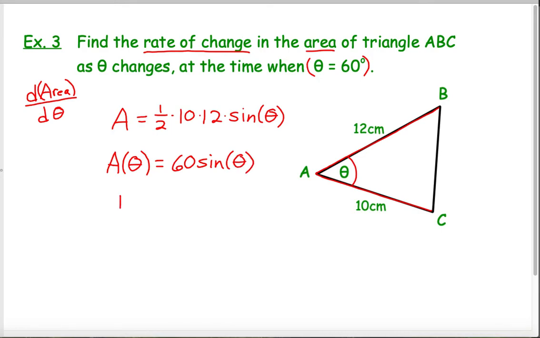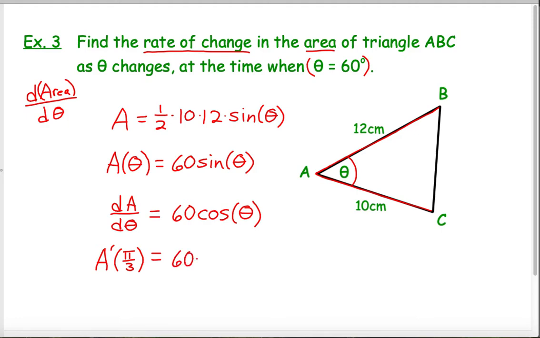So let's find the derivative. Let's find dA d theta, or A prime. And the derivative of sine is cosine. So we get 60 cosine. And now we're going to evaluate that when theta is 60 degrees. So let me write this as A prime of 60, or pi over 3. Doesn't matter. So we're going to get 60 times the cosine of 60 degrees, which is 1/2. So that gives us 30.